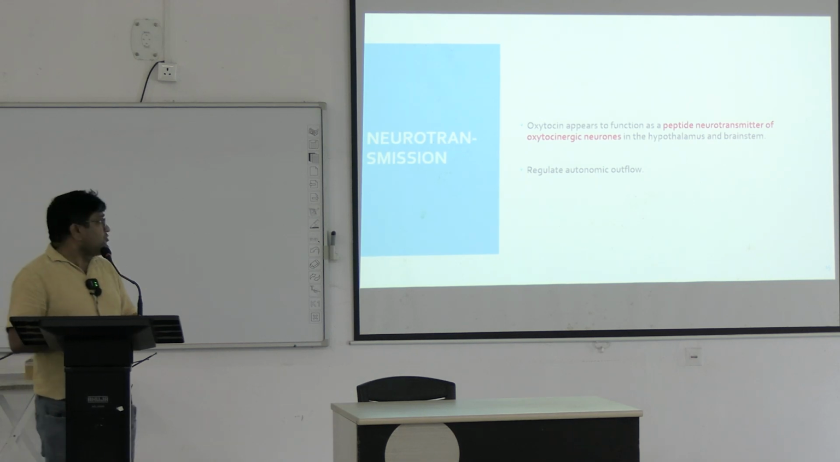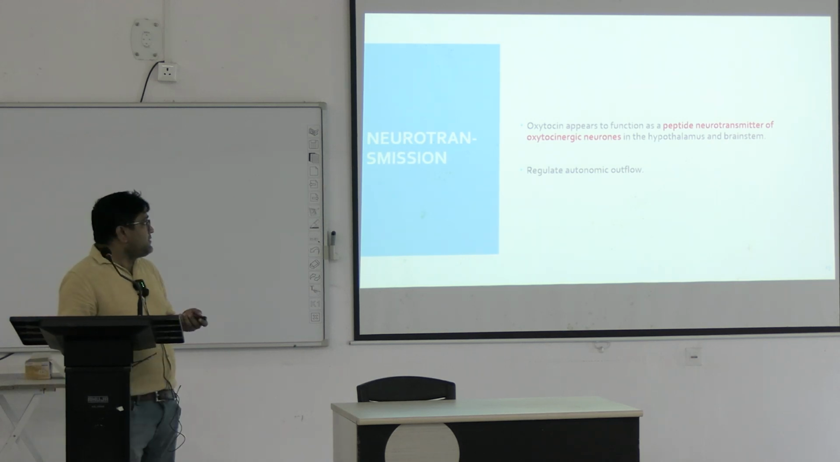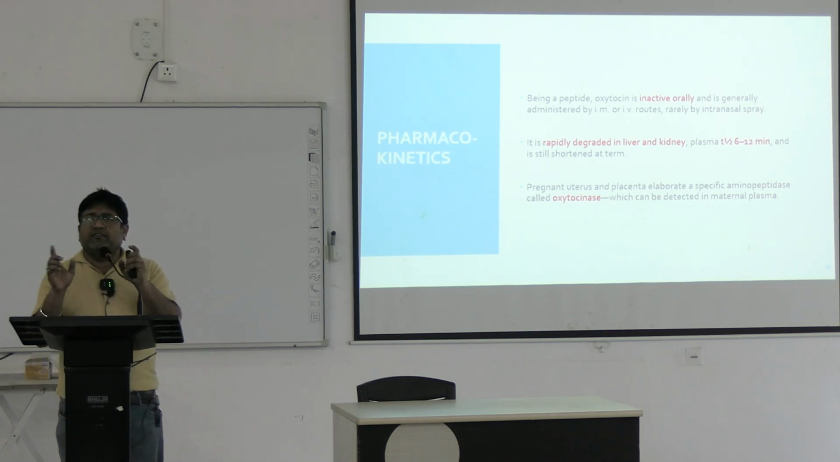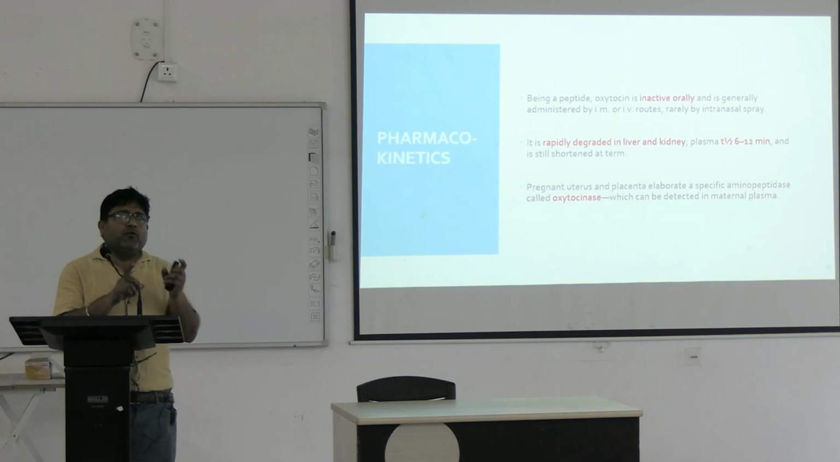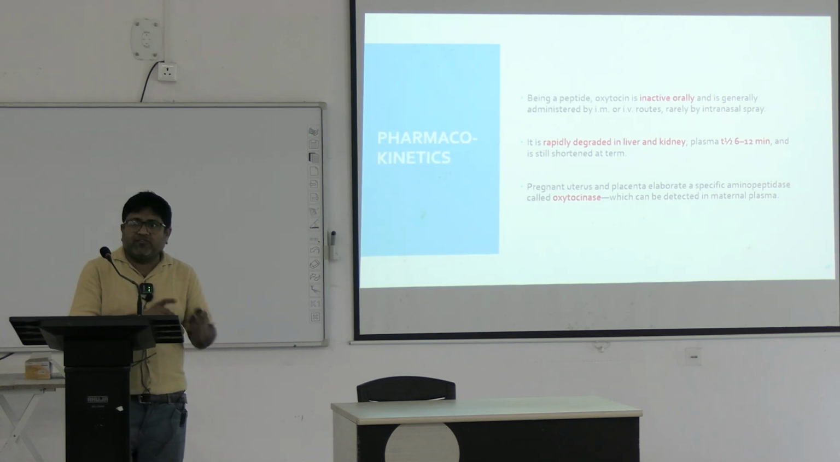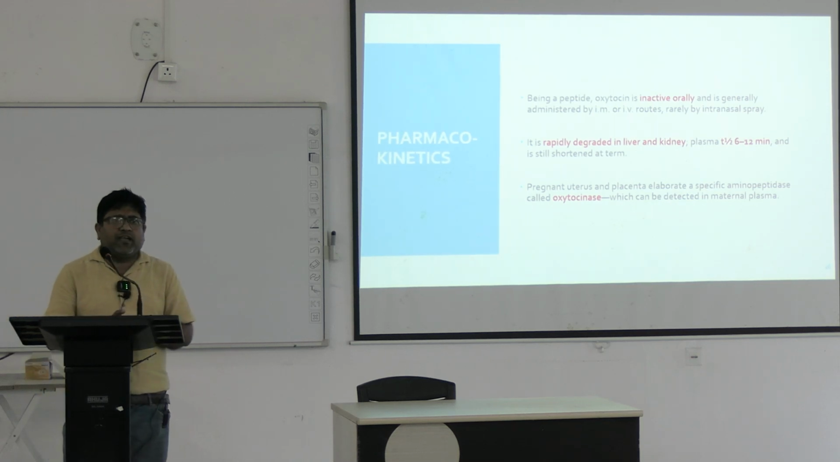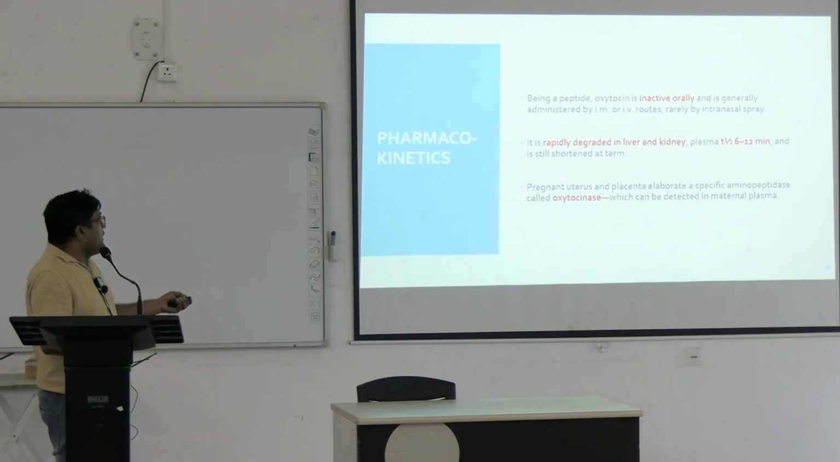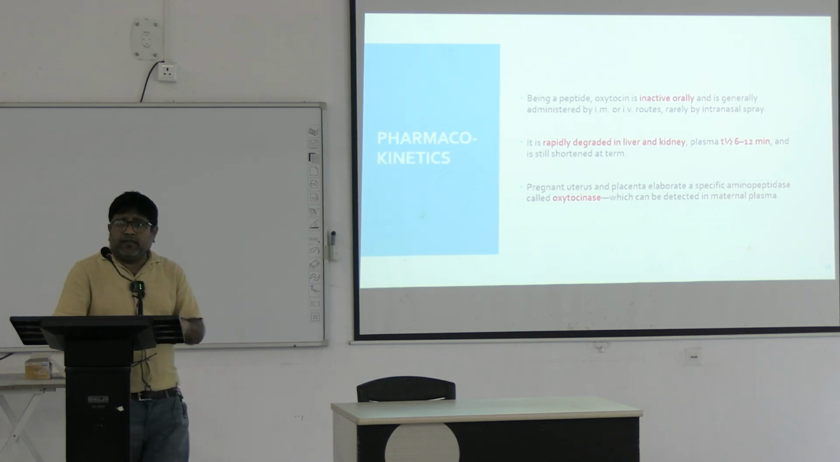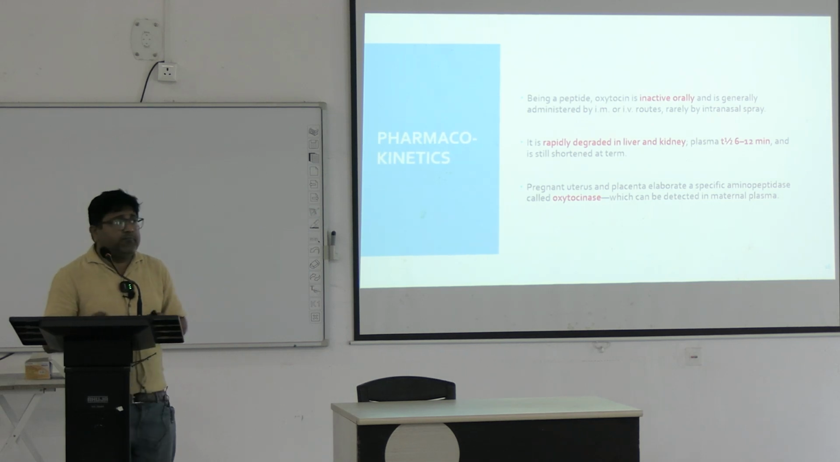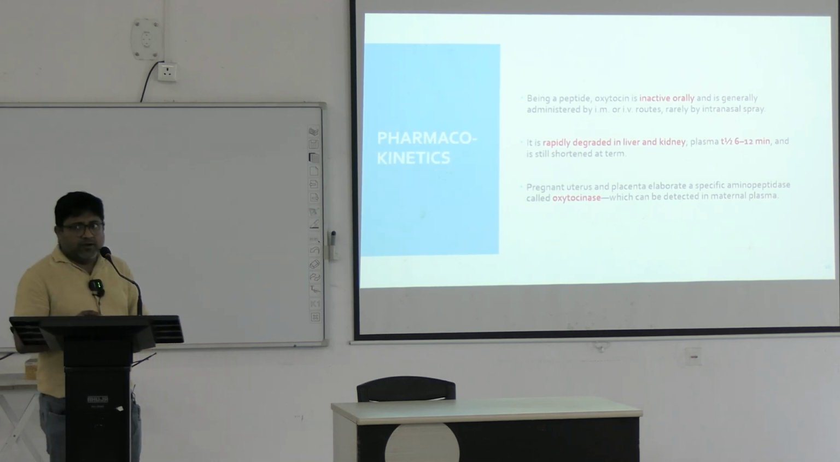Neurotransmission: oxytocin appears to function as a peptide neurotransmitter in oxytocinergic neurons in the hypothalamus and brainstem. Pharmacokinetics: we all know that oxytocin is a peptide hormone, so it can't be given orally. It is given generally intramuscularly or intravenously, and rarely it can be used as an intranasal formulation. It is rapidly degraded in the liver and the kidney, so the half-life is very low, around 6 to 12 minutes, and it is further decreased during labor.